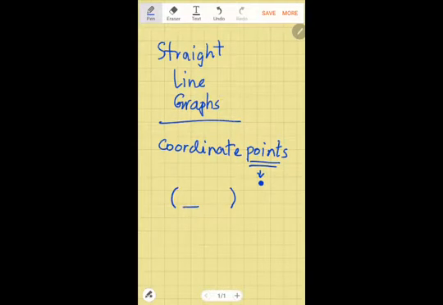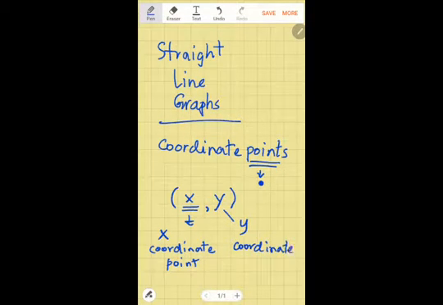Okay, the number on the left side is your x. This is your x coordinate point. And the number on the right side will be your y coordinate point. Now you can never interchange this. X always stays here, y always stays here. So when you look at two numbers, x is always on the left side and the y coordinate is always on the right side.